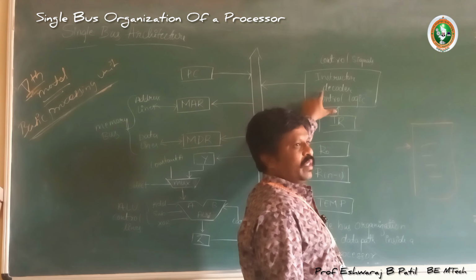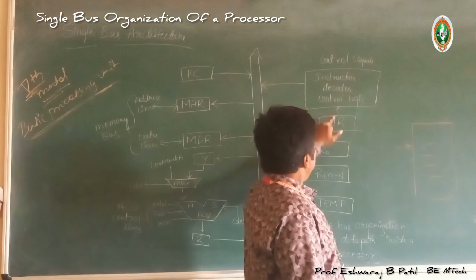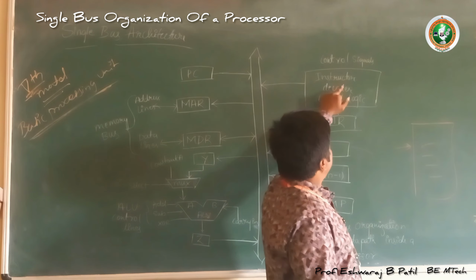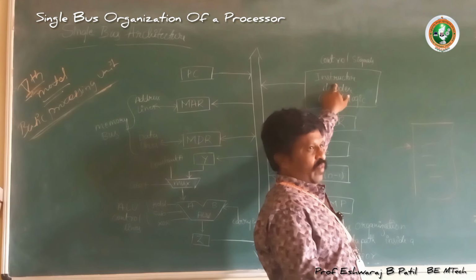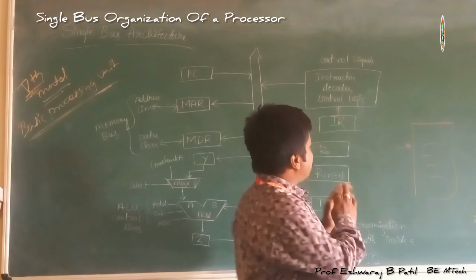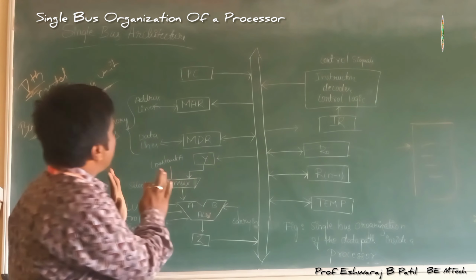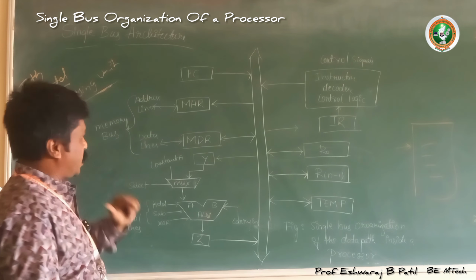The instruction decoder is nothing but the unit which decodes any instruction that is going to execute next; it has to be decoded first. These are all some units of the processor. Let me explain in detail.